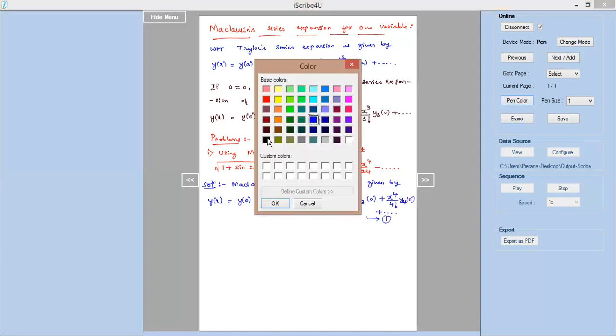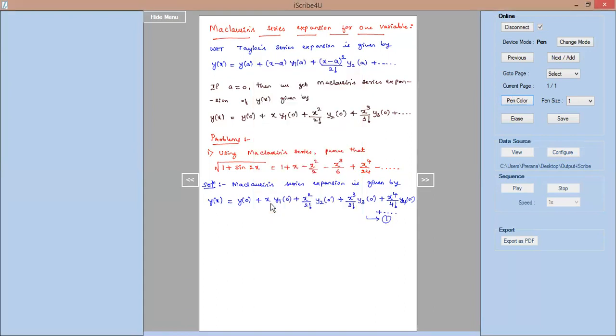Now we need to find the derivatives. Before finding the derivatives, we'll consider the function y of x as square root of 1 plus sine 2x. We put it in the simplest form just for convenience, and then we do the differentiation successively. So let us consider y of x given by square root of 1 plus sine 2x. Now we will use the formula for 1 as well as the formula for sine 2x and write it in the simplest form.